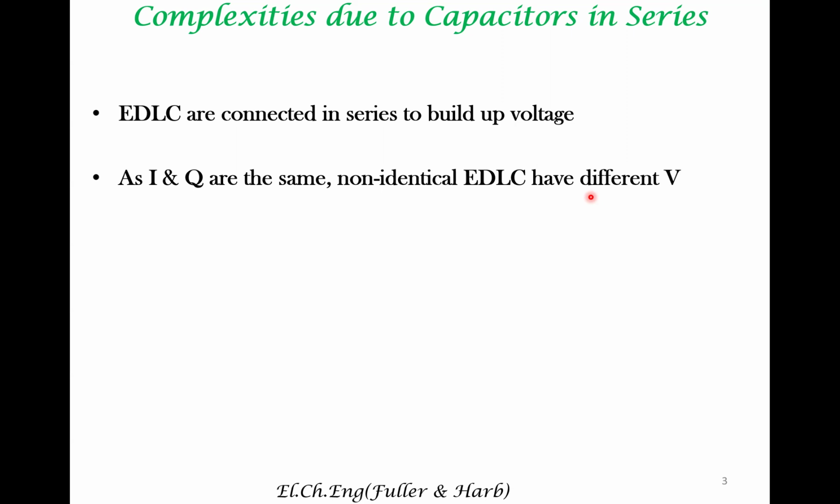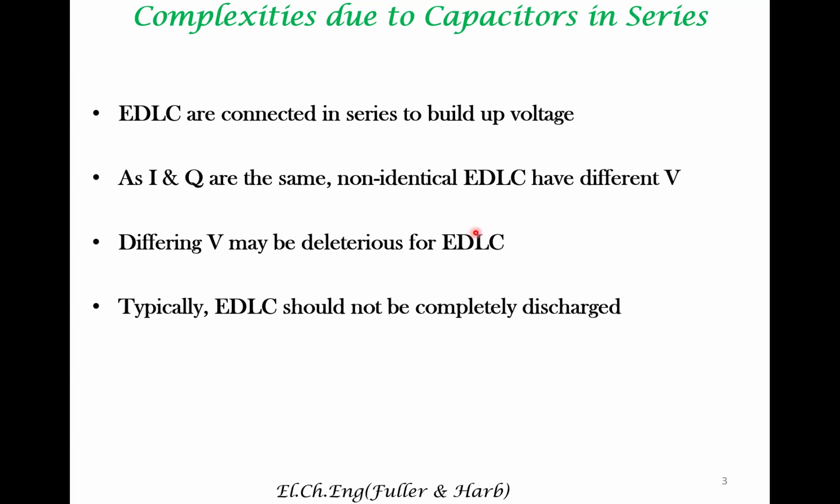So as Q is C times V, when you have lesser capacitance, there's a greater voltage drop across that particular, let's say, defective capacitor. This kind of differing voltage might be quite deleterious for that particular capacitor, and that particular capacitor would fail. So it is important to avoid such a situation when the capacitors are arranged in series configuration.